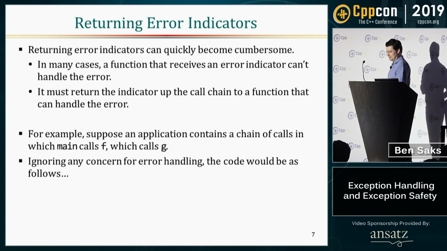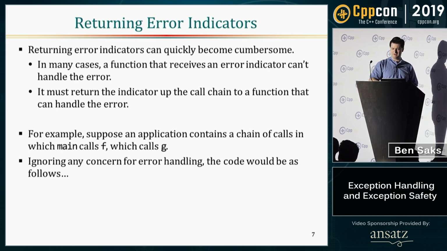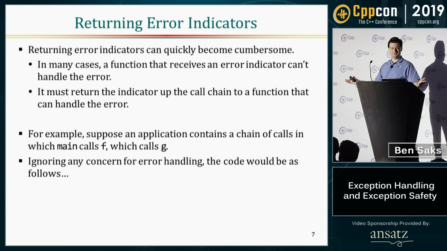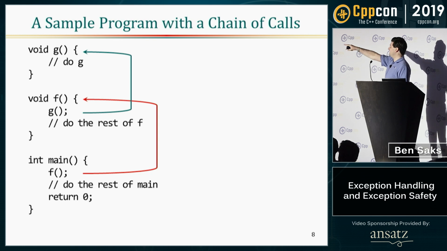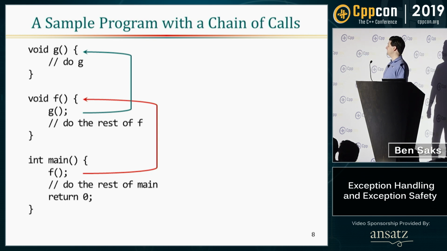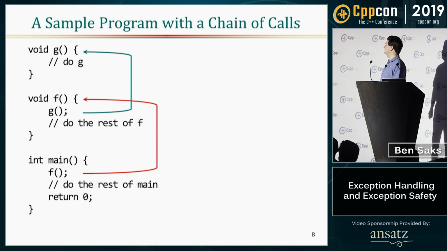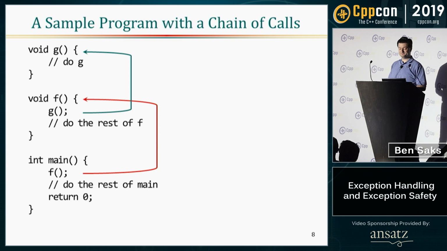So here's an example program. What you're going to see is we have a main function that calls a function f that calls a function g. And if we didn't have to worry about failure at all, if we knew that everything was always going to go right, the program would just look like this. So we have main, it starts by calling f, which immediately calls g, which does whatever it needs to do, it returns back to f, which finishes whatever work it needs to do, and then it returns back to main, which performs the rest of the program.